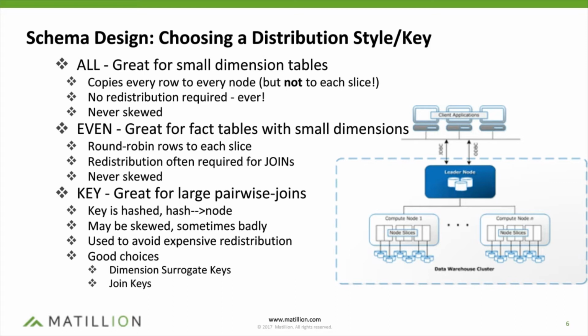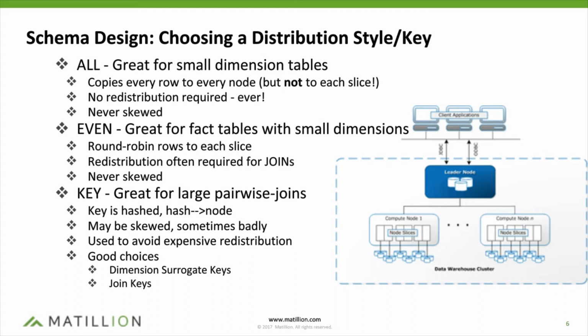The default one, even, is great for fact tables with lots of small dimensions, because you don't need to worry about how the data is distributed around the cluster. It will just be evenly distributed, more or less at random. So again, you won't get any data skew. Skew is when lots of rows sit on one node and all the others are empty, which is generally a bad thing that you want to avoid. So even takes care of that and just makes sure it's nicely distributed.